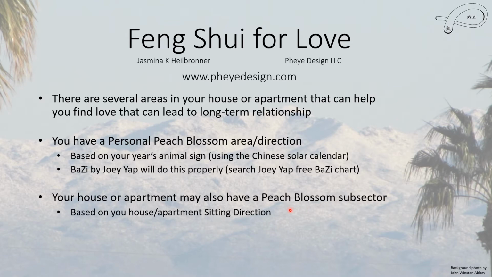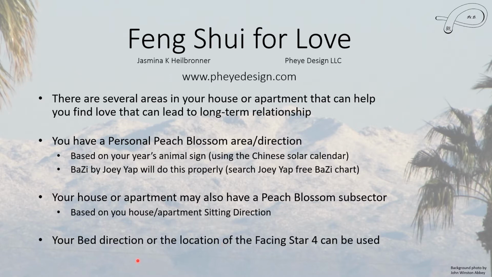Also, sometimes your house or your apartment may have a peach blossom sector. Actually, it's a subsector. It's only 15 degrees wide, whereas this is 45 degrees wide. It is based on your house or apartment building's sitting direction. We can also use the direction of your bed or the location of either the facing star 4 that's in your natal chart or the annual star 4, which moves around.